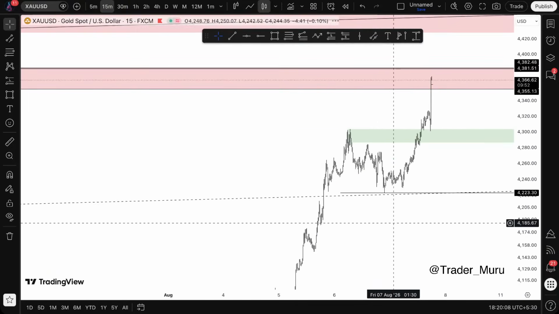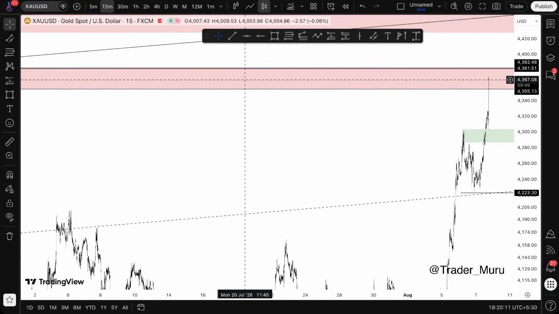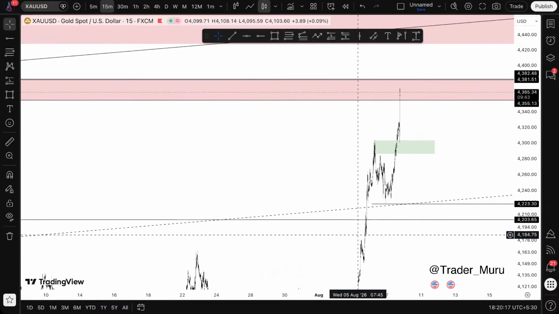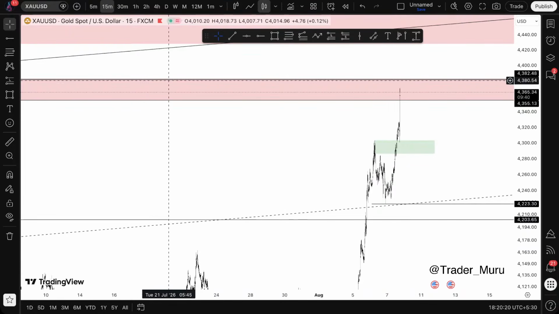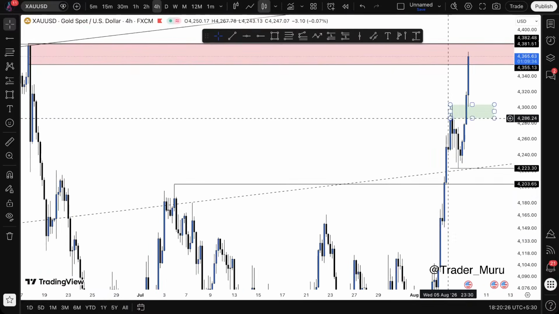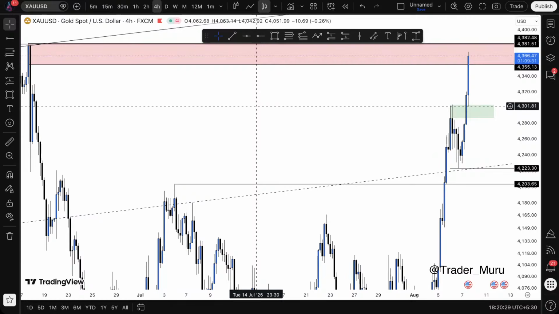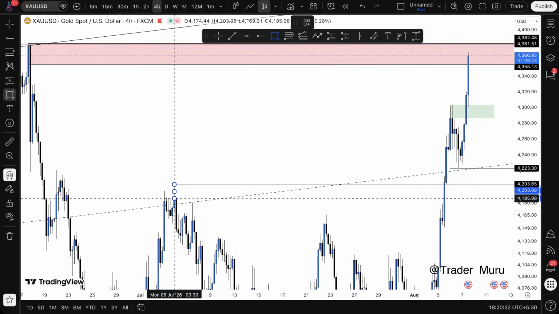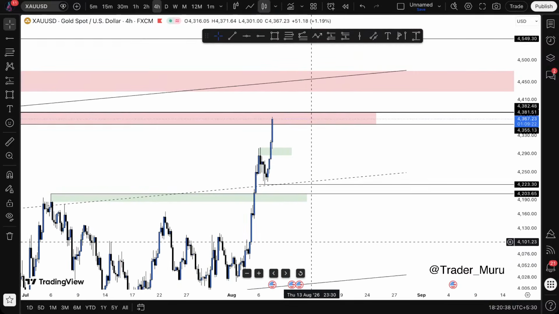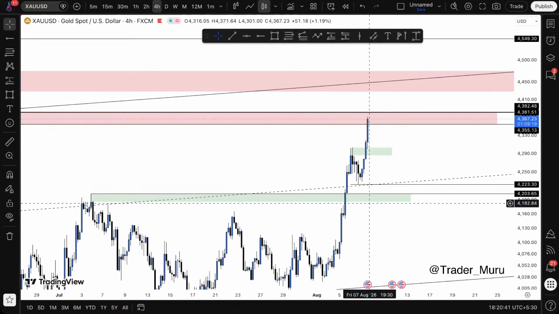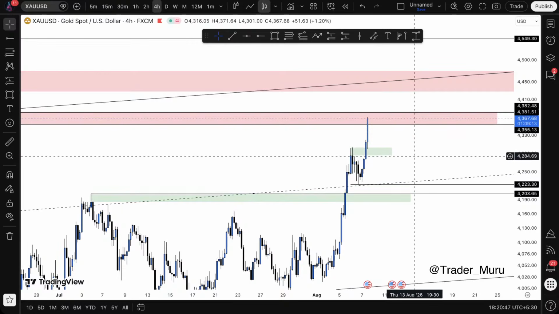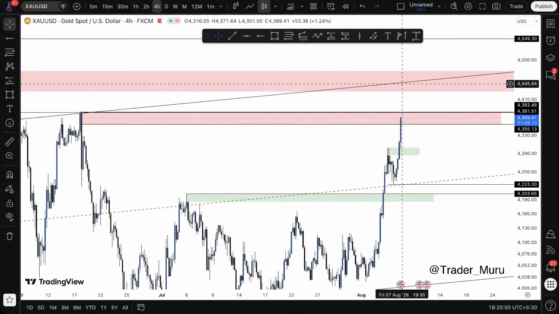And the best long area right now is 4200, below yesterday's low, and this is our previous 4-hour structural high. This was a mitigation block and this is also a mitigation block. And it has an inducement near it. So if we get a sweep, reclaim, then it can again pump. But from this area we can expect a drop.